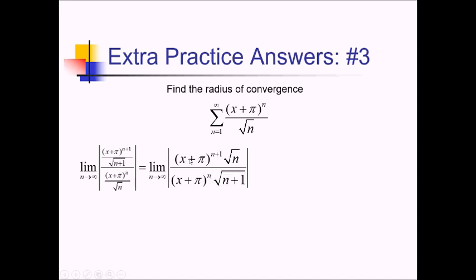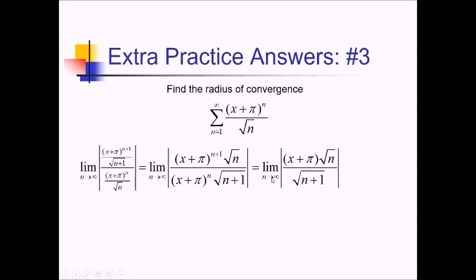And these x plus pi terms can cancel a bit, so I'm only going to have an x plus pi to the 1 power in the numerator, and this whole n plus pi to the n is gone because you basically did x plus pi to the n plus 1 minus n, so that got rid of all these. So upstairs then we just have x plus pi and radical n. Downstairs you just have radical n plus 1.